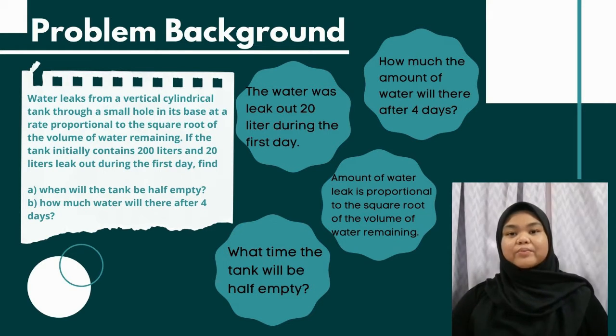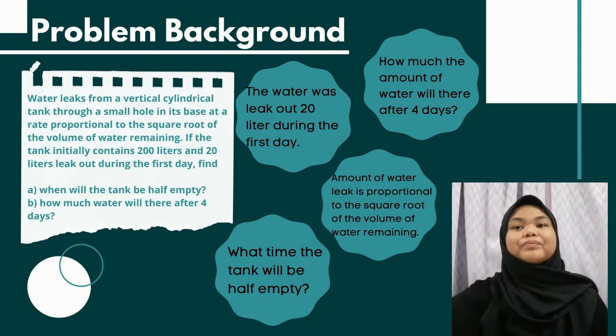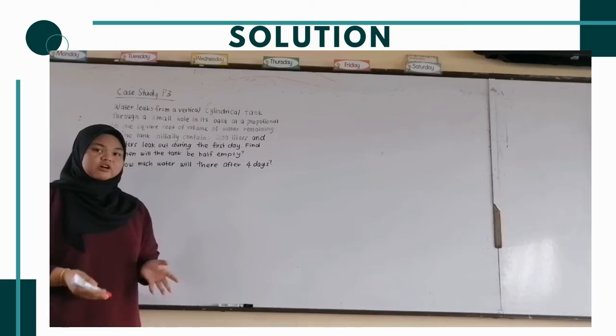Okay, next is problem background. We have identified 4 main problems from this question. The first one is the amount of water leaked out is proportional to the square root of water remaining. The second one is when the tank will be half empty. The third one is how much volume of water will be there after 4 days. And the fourth one is that 20 liters of water was leaked out during the first day. From these 4 problems, we need to use all the information that we get from the question to solve it. Right now, I will share with you the solution of this activity.